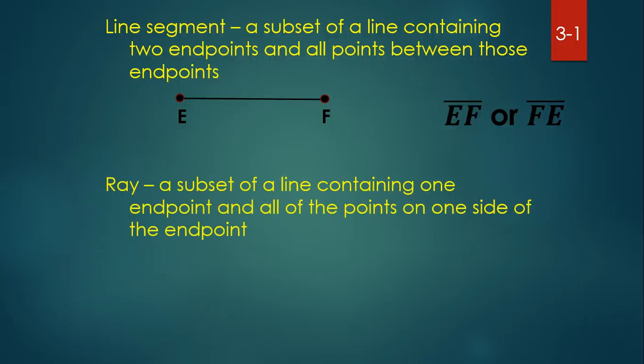A ray is a subset of a line as well. It contains 1 endpoint and all of the points on one side of the endpoint. In this case, we have ray DC. Notice with the notation for a ray, we designate the endpoint first, and the other letter that we use to designate the ray is just a point that is contained on the ray.